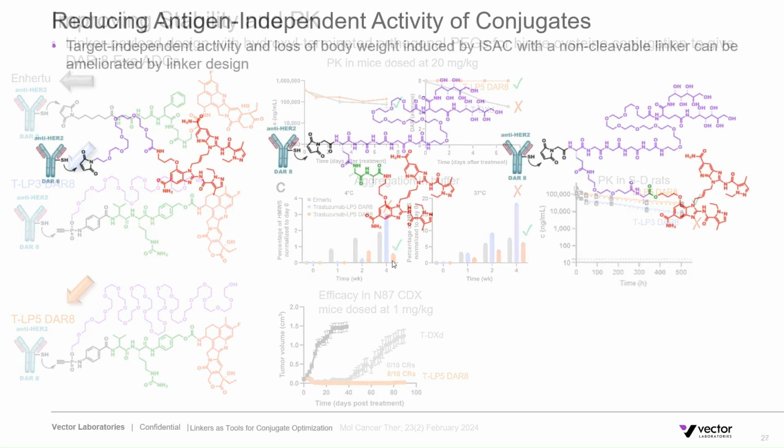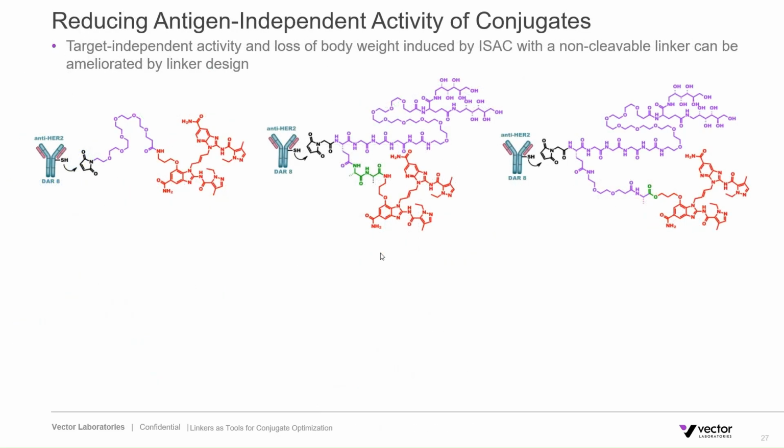So to wrap up this section, there's an example showing that the antigen-independent activity of immunostimulant conjugates can be improved with these linker payload designs. And this is a study by Mersana. In the conjugate on the left, a linear PEG stretcher is incorporated between the antibody and the payload, and it's non-cleavable. In the example in the middle, there's an orthogonal PEG that's capped with these very hydrophilic sugar moieties, and it has a cleavable dipeptide.